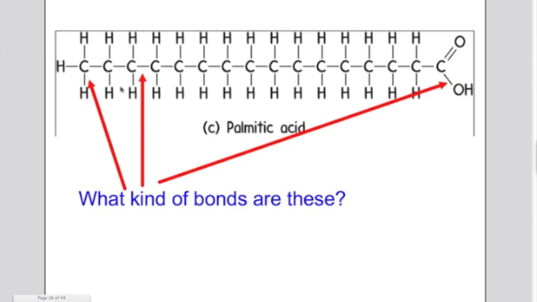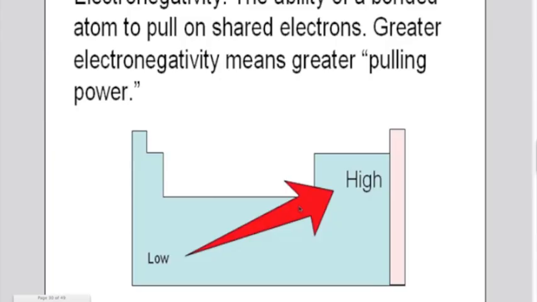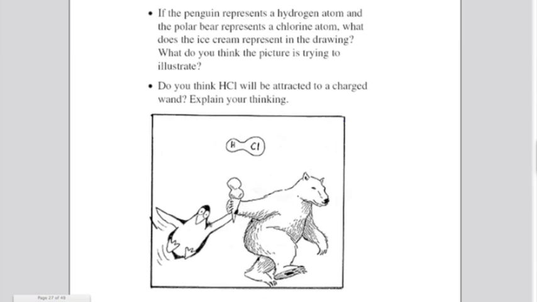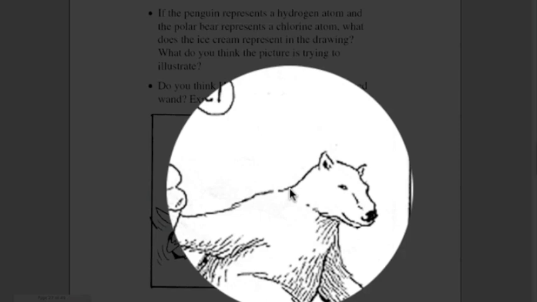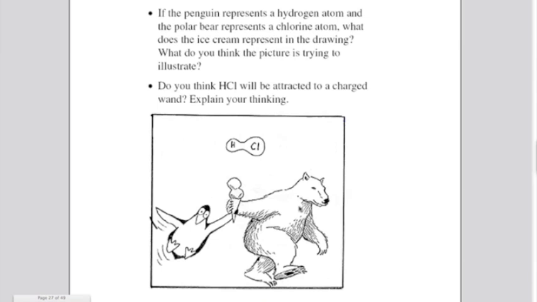To understand how a soap bubble is similar to cells, we must first review your favorite topic. Bonding. It's all about bonding. And who wants the electrons more? Remember the electronegativity? Let me put it to you this way. Let's say I've got a polar bear and a penguin who are fighting over ice cream. Who wants the ice cream more? It's hydrogen and chlorine. Chlorine wants the electrons more, so it's going to be more towards chlorine. It's a polar bond. Get it? Polar, it's a polar bear.